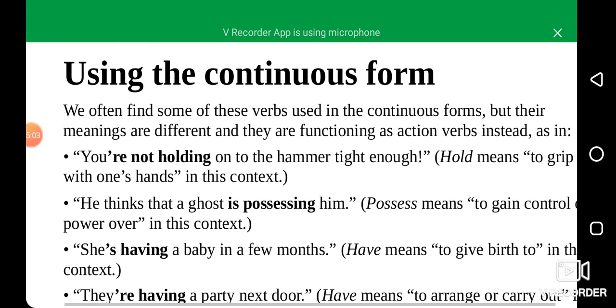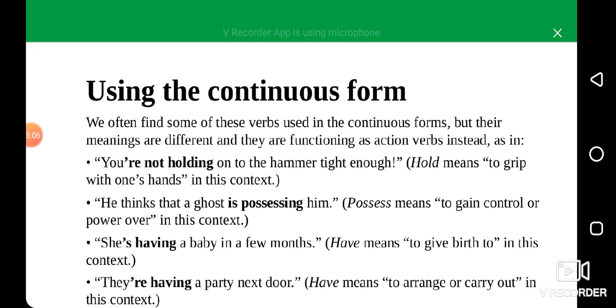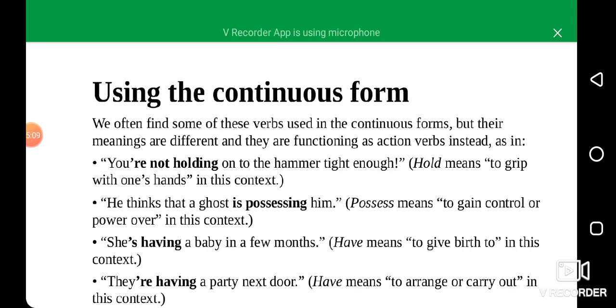Likewise, we can say, using the continuous form, read the sentence: you are not holding on to the hammer tight enough. Here holds means to grip with one hand. In this context, the holding does not show any type of belonging or ownership. It just means to grip something with one hand. So in that case, you can add ing and make it continuous.